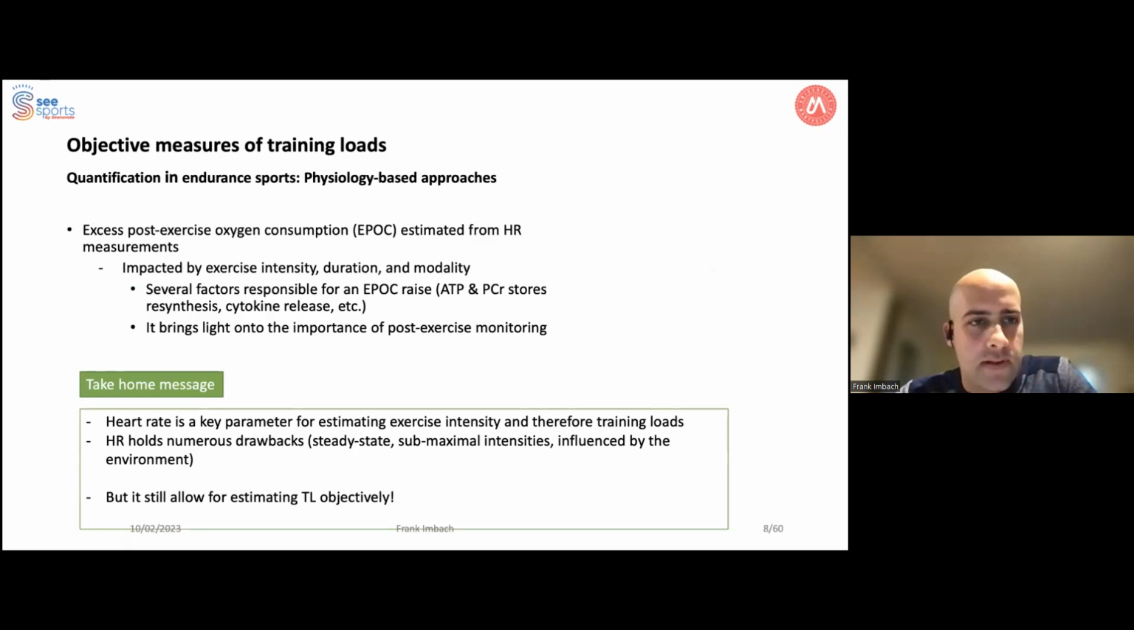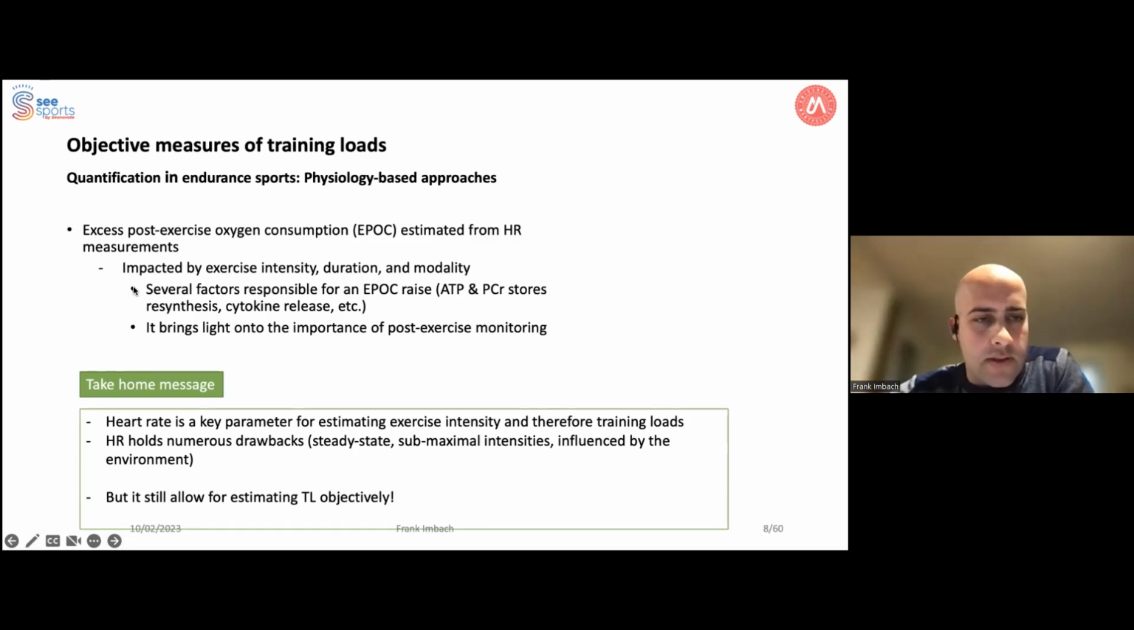Out of TRIMP, we have the EPOC, which is famous these days, which is impacted by the exercise intensity, duration, and modality of exercise. It has several factors responsible for an EPOC raise, such as the ATP and PCr stores resynthesis, cytokine release, and so on. And it brings light onto the importance of post-exercise monitoring. Among the factors, we could say also energy cost, cytokine release, and also inflammatory responses, which could be very interesting if we take a look at the individual responses to exercise.